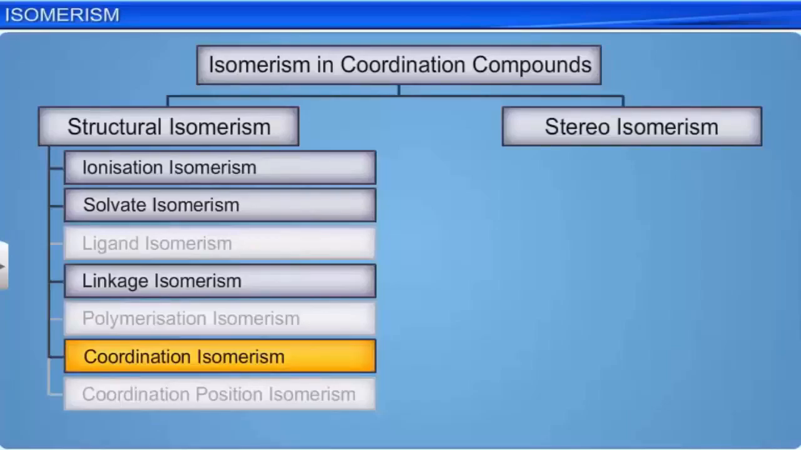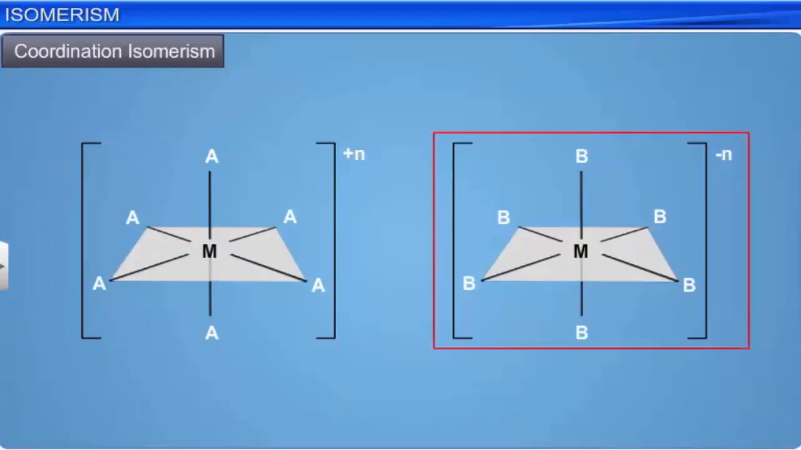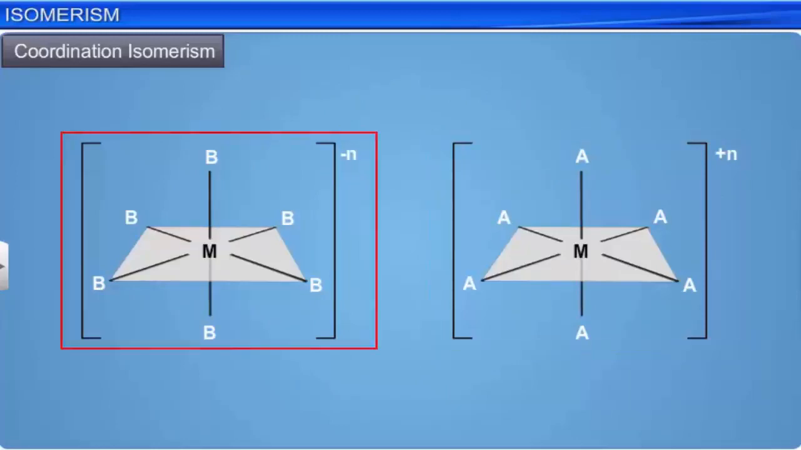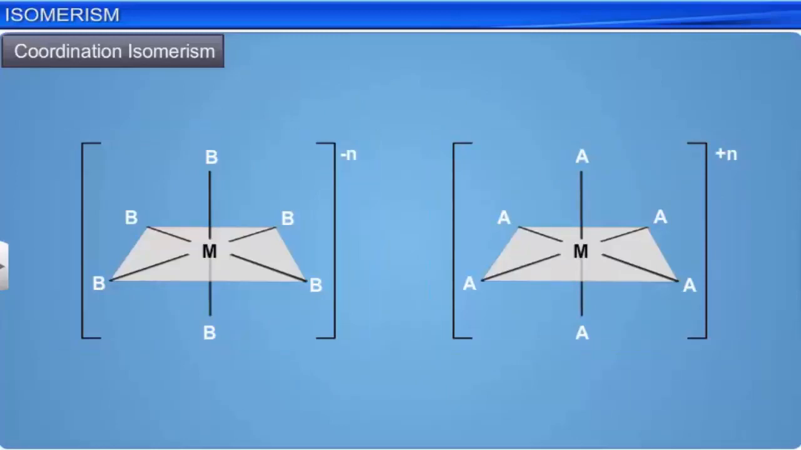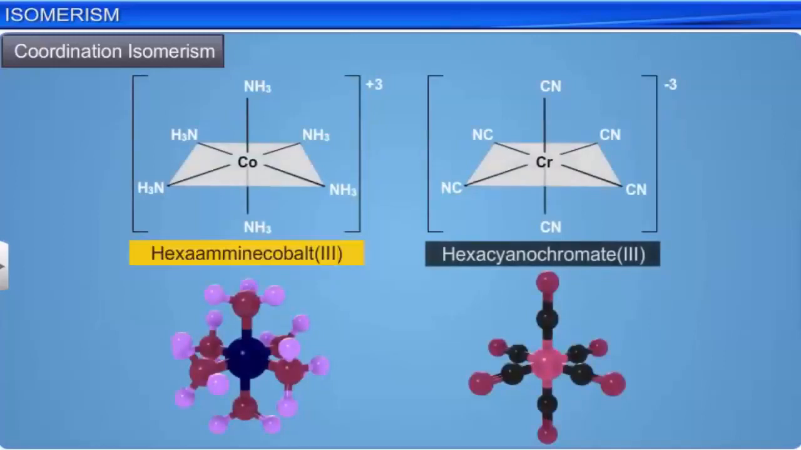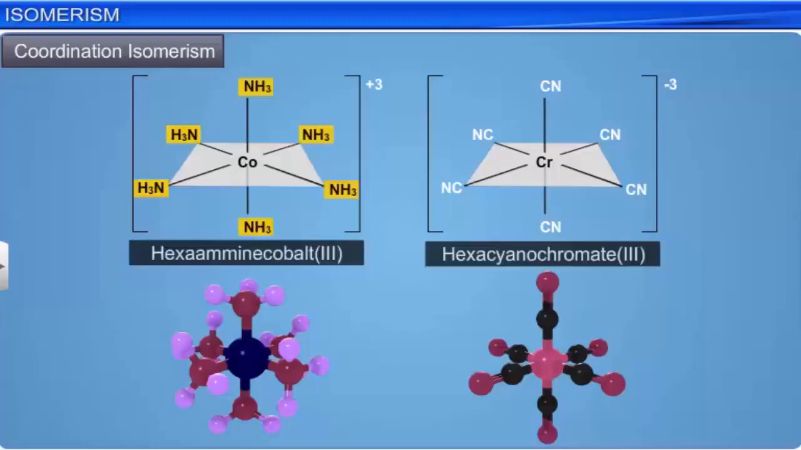Coordination isomerism is another type of structural isomerism. This type of isomerism arises when both the positive and negative ions are complex ions. It may be caused by an interchange of ligands between the anion and the cation. For example, in the complex hexaamminecobalt(III) hexacyanochromate(III), the ammonia ligands are bound to the cobalt(III) ion, while the cyanide ligands are bound to the chromium(III) ions.